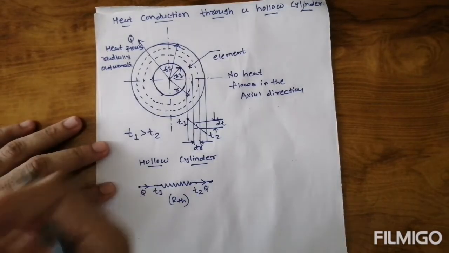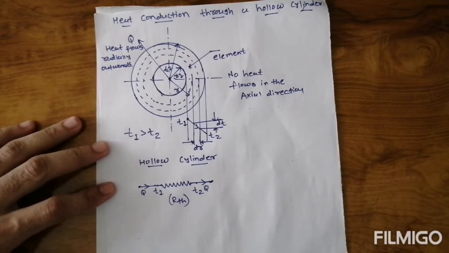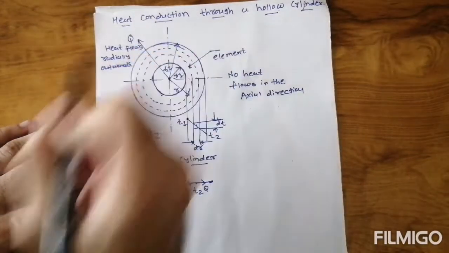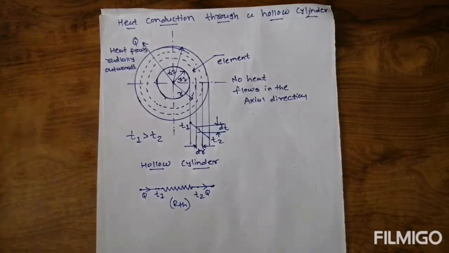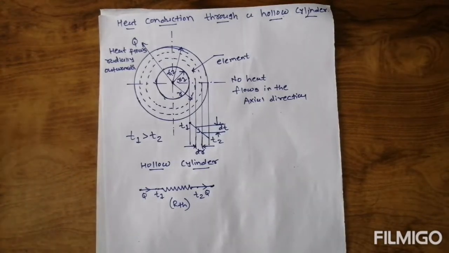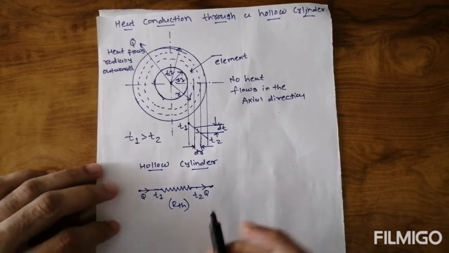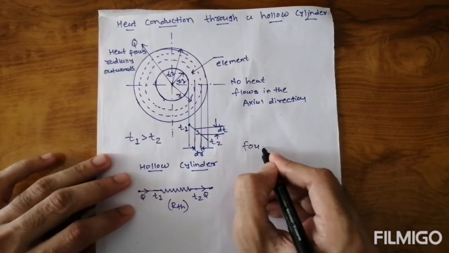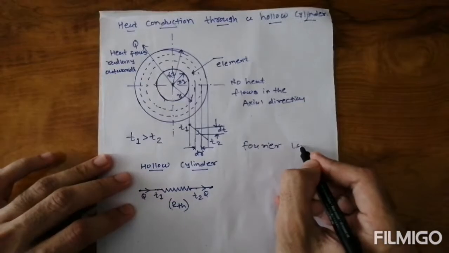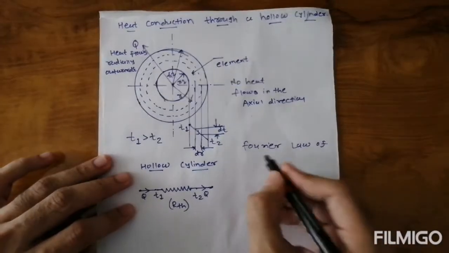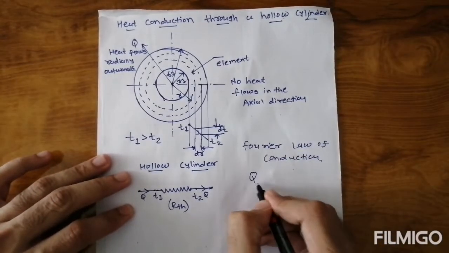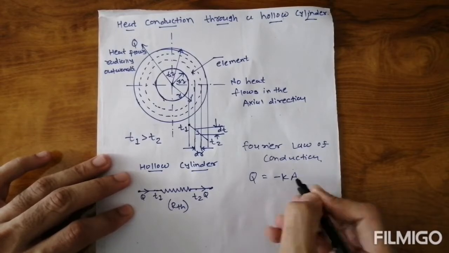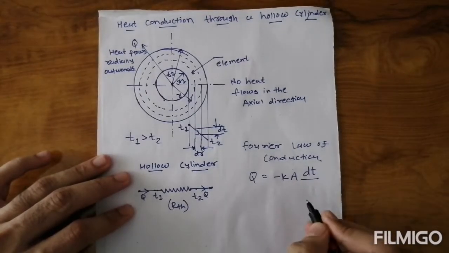Now, how do we derive the equation for that hollow cylinder? How can we start? Since this is conduction, and the conduction law is given by Fourier's law of conduction, we start with Fourier's law of conduction. What is Fourier's law of conduction? Normally, Q is equal to minus K A dT by dx.